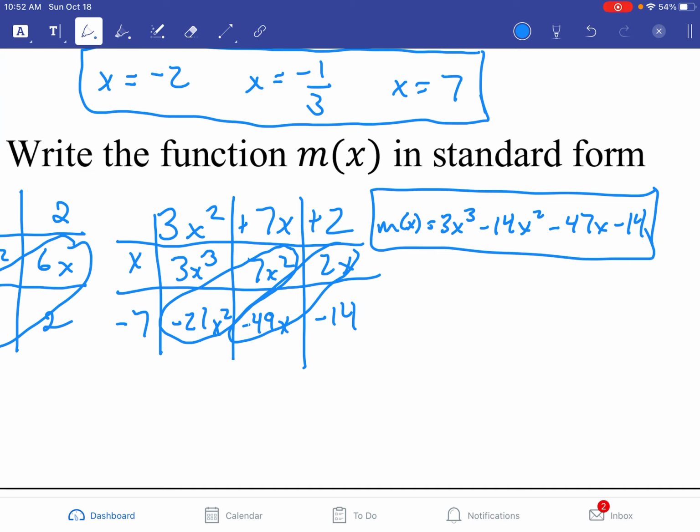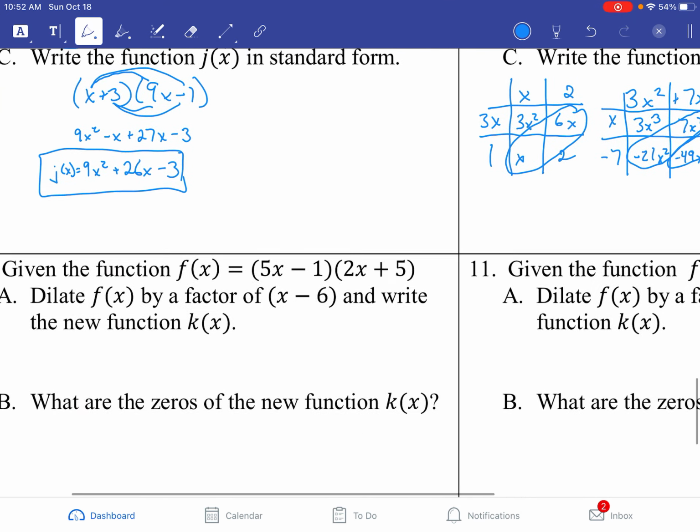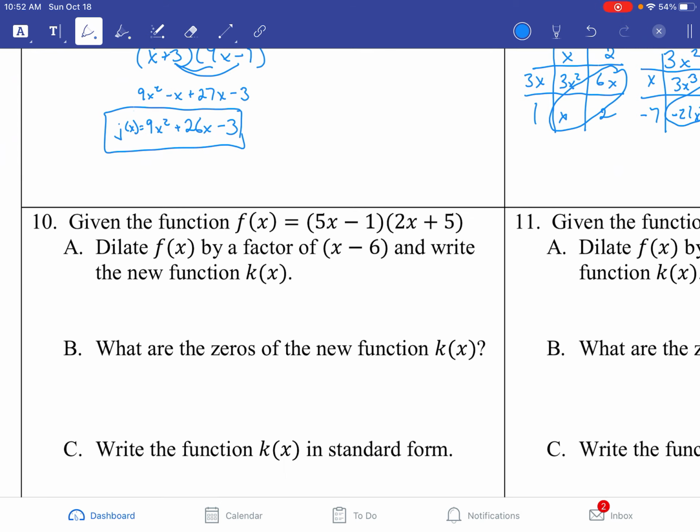Okay? The reason we're doing so many of these is because in last year's tests, these are the questions that people were getting wrong, and we want to make sure you understand how to do it. Okay?